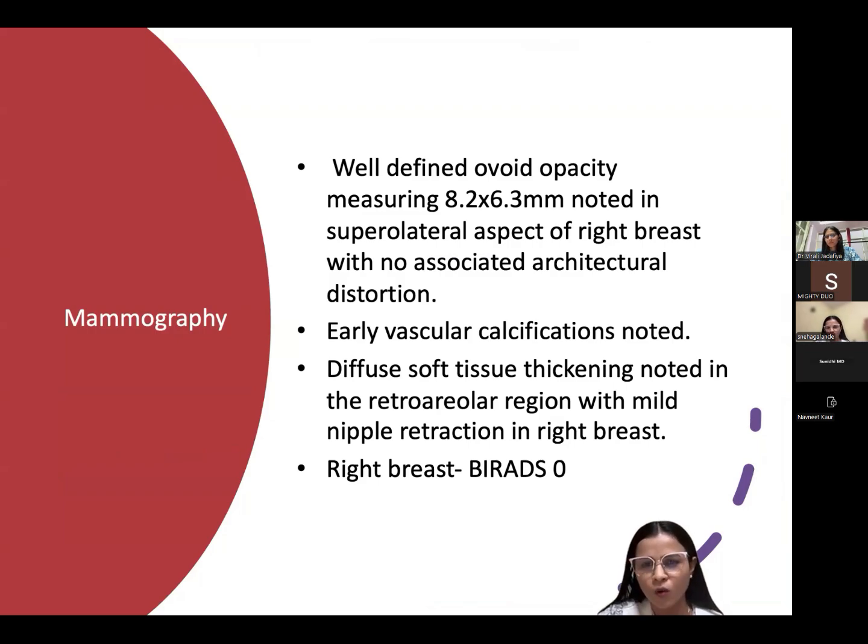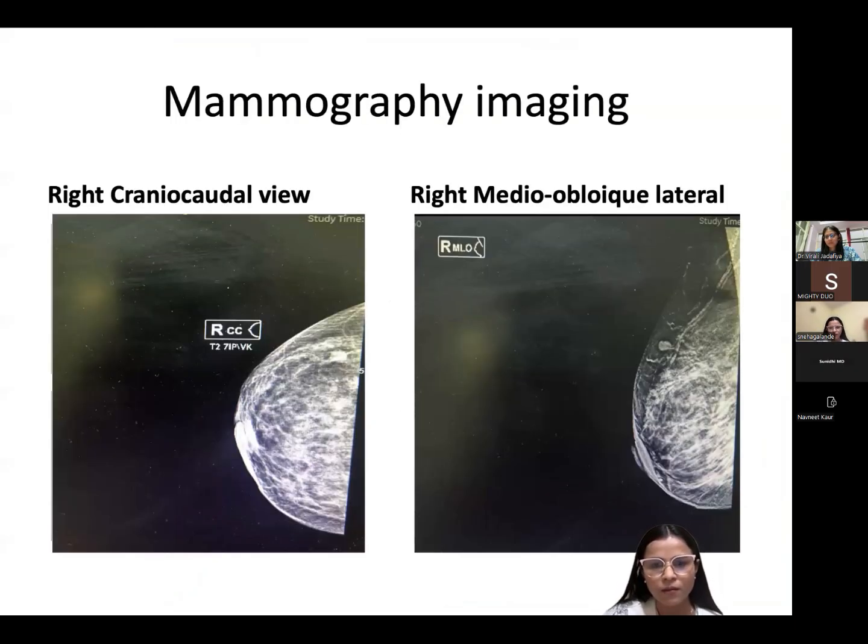On presentation to us, we had done a mammogram for the patient, and it showed a well-defined ovoid opacity measuring 8.2 by 6.3 millimeters in the superolateral aspect of the right breast with no associated architectural distortion. There was early vascular calcification noted, and diffuse soft tissue thickening was noted in the retroareolar region with mild nipple retraction. It was given BI-RADS 0. These are her mammogram images. As is evident in these images, the mammogram showed thickening of the nipple areola complex region.